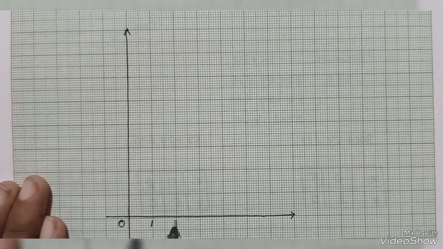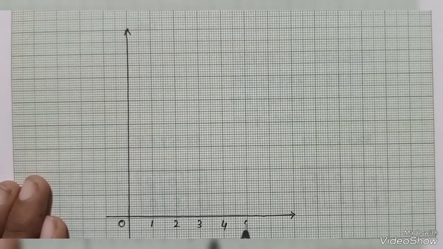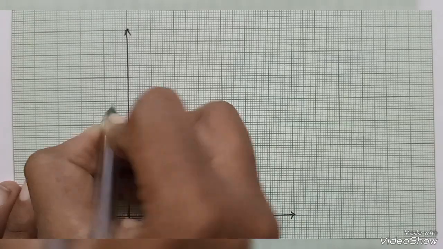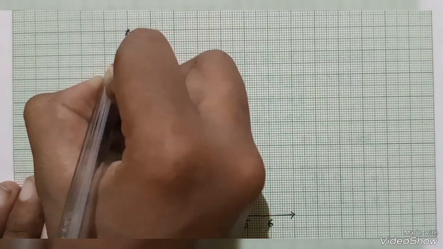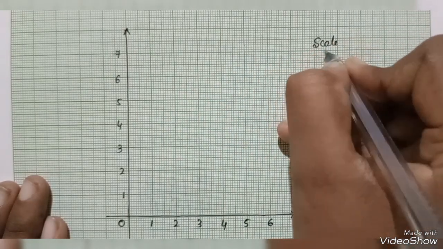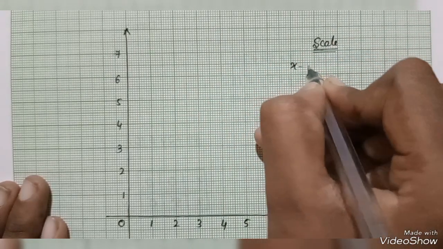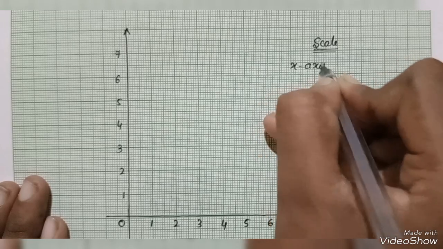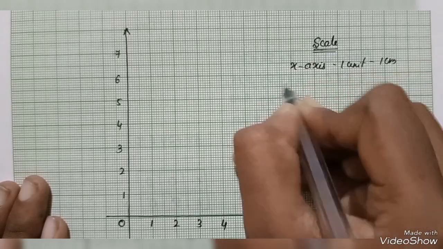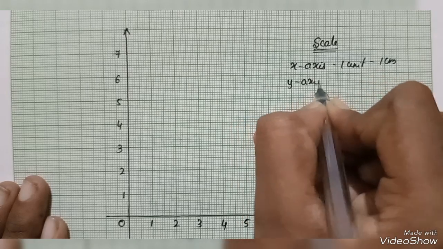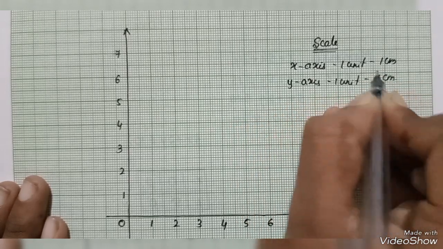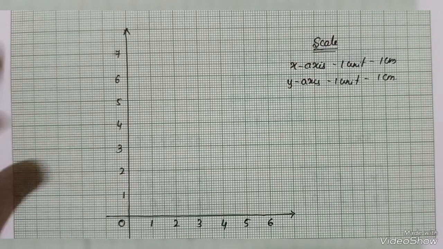0 1 2 3 4 5 6, 1 2 3 4 5 6 7. First I have to mention the scale. Okay, x-axis 1 unit is equal to 1 centimeter, y-axis 1 unit is equal to 1 centimeter. Okay, now check the points.